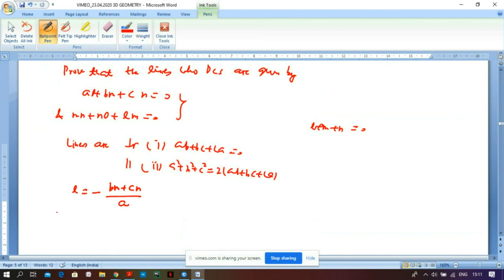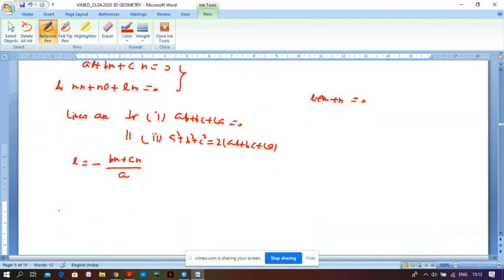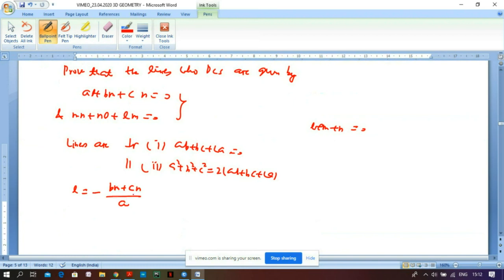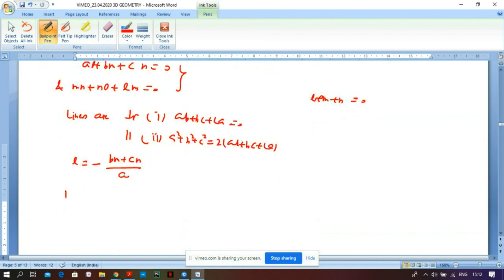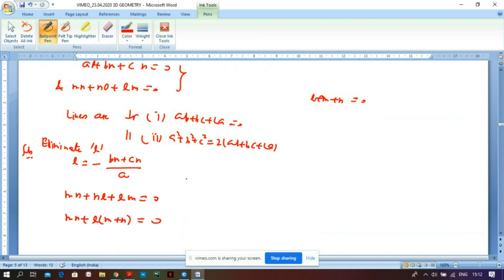And then you can get here that the moment you write A, you can use this equation Mn plus... so I'll say eliminate L. So my solution will start by saying that eliminate or get rid of L. We don't want L. L is minus Bm plus Cn over A, and here Mn plus Nl plus Lm is 0. So I can take L common. I can write Mn plus L times M plus N equal to 0.